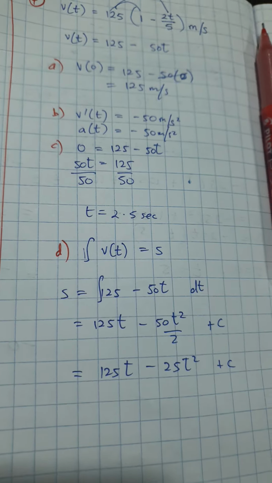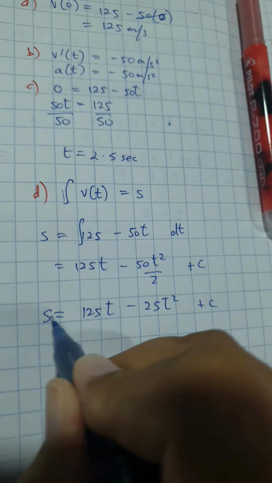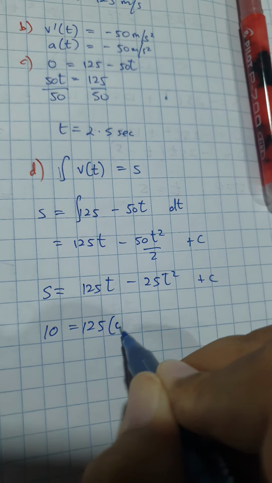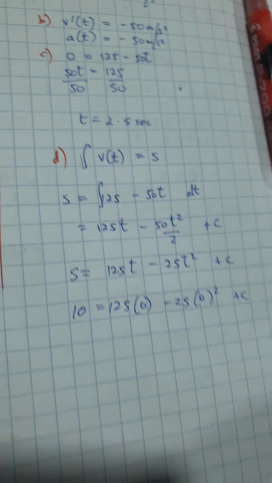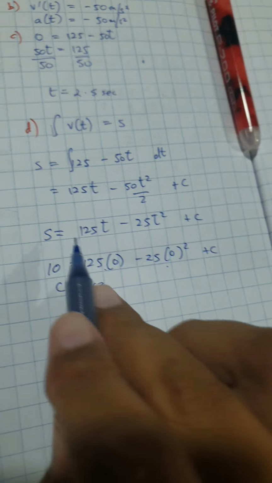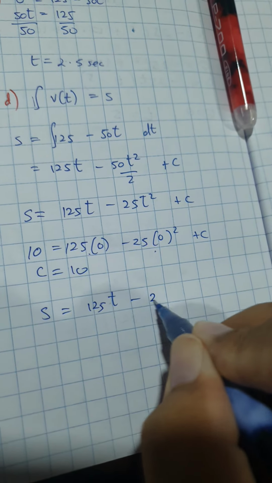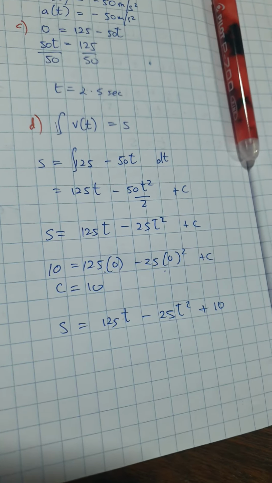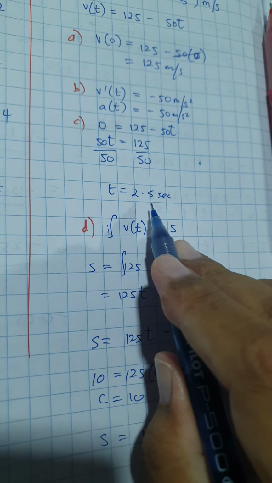We sub in t equals 0, because we are at the origin, so our distance is 10. So this will be 10 equals 125 times 0 minus 25 times 0 squared plus c. This is 0, this is also 0, therefore c equals 10. So we write the formula to include c: 125t minus 25t squared plus 10.